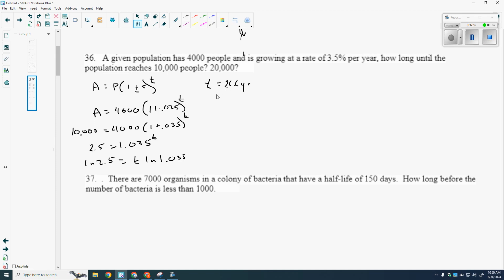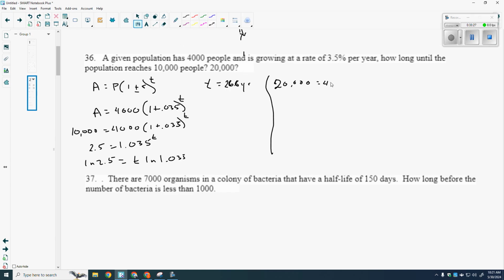So my thought then, logically, would be, well, if it takes 26.6 years to get to 10,000, then it must take twice as long to get to 20,000. Not true, because it's growing at a percentage rate. It's growing exponentially. So I can't just assume that, because it's not true, and I need to solve. So I do the exact same thing I just got done doing. Nope, that's not a 4. That's a 4,000.